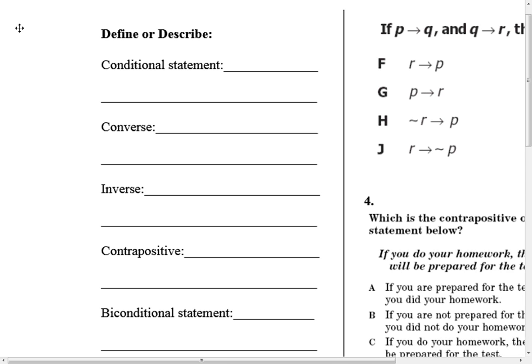If you remember your definitions, this goes by pretty quick. If you don't, then you're throwing away easy points on the SOL. For conditional statement, let's write down, that is our technical way of saying if then. And underneath, let's write symbolically what it looks like.